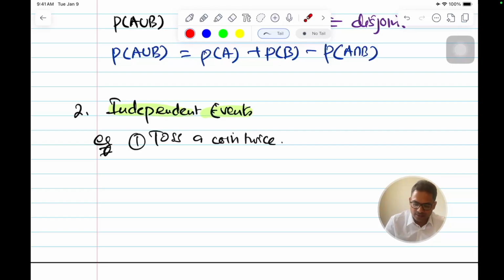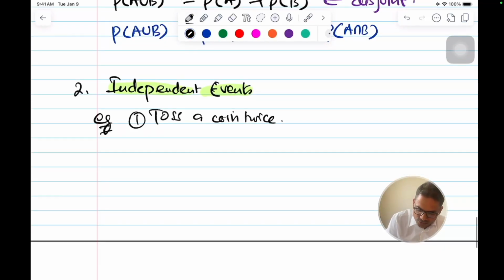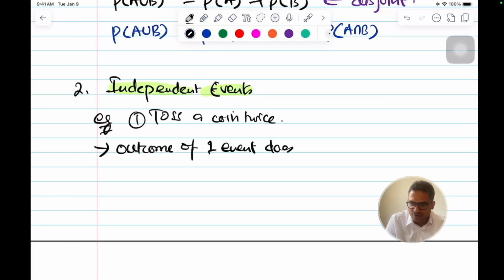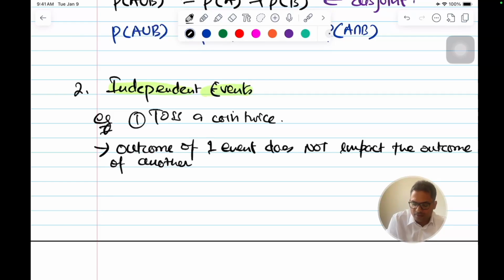I hope that is clear. Let me write down the definition that I was mentioning: the outcome of one event does not impact the outcome of another event.